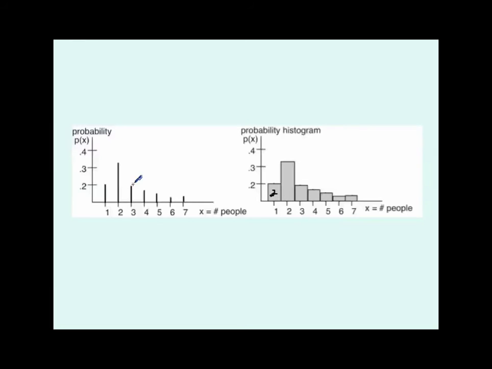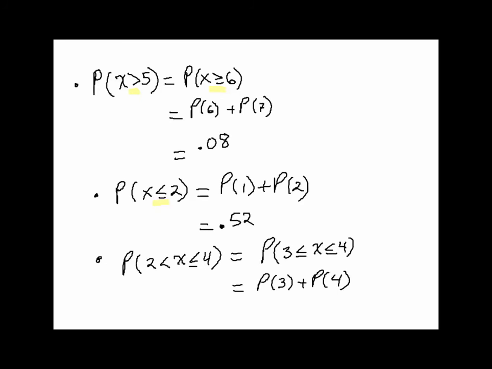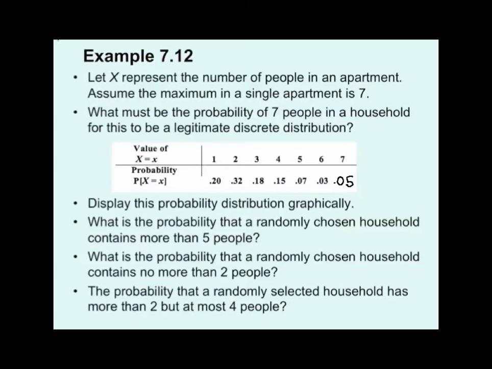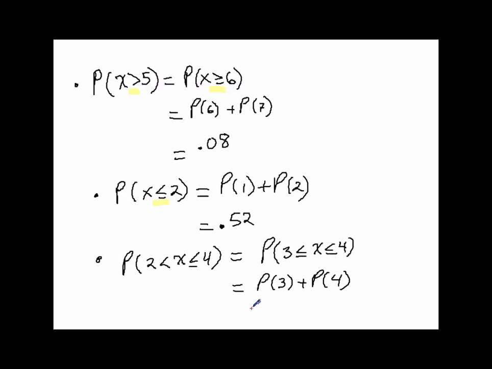Okay, so the probability of 3 and 4, let's see, that's 0.18 plus 0.15, which is going to give you 0.33, right? So that's equal to 33%, or 0.33. Okay.